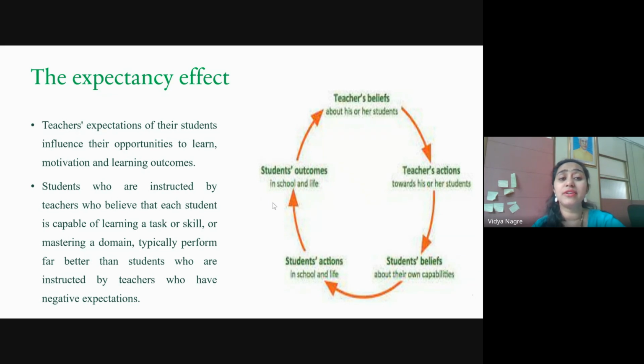But this expectation is very different, and it is a very tricky thing. You have to be smart enough to put your expectations on the students so they will feel motivated and not burdened. Okay, for example, students who are instructed by teachers who believe that a student is capable of learning a task or skill or mastering a domain typically perform far better. If you say, yes, you can do it, I know that you are really good at it, try your best, you can go beyond this, put in more effort and try scoring better. This is not your capacity, this is very average that you have done. Try doing it, and I'm there to help you out.